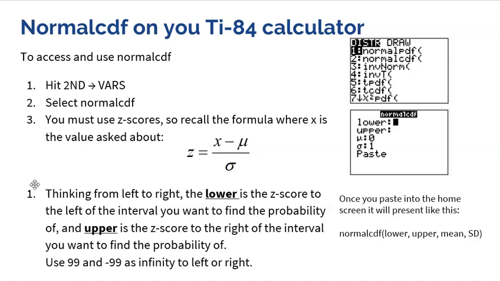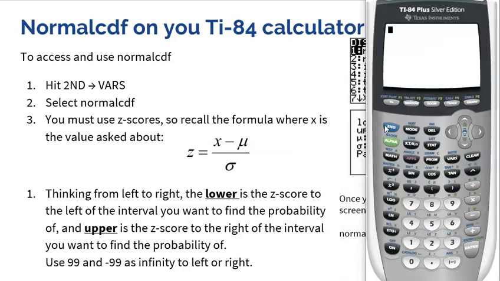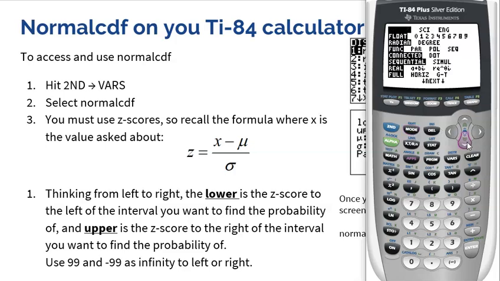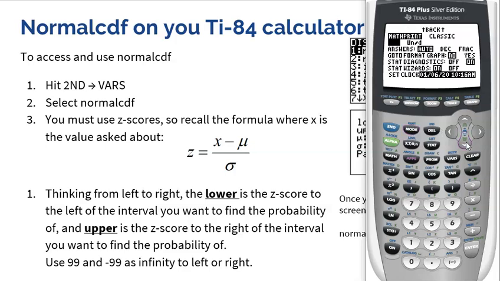First off, we need normal CDF to calculate probabilities with the normal model. To get normal CDF, you hit second and then vars. On my calculator, I'm going to hit the second button in the top left and then vars, which stands for variables. You'll see option 2 there is normal CDF. By the way, if your calculator screen does not look like mine right now, with lower, upper, mu, sigma, you need to go to mode and make sure Stat Wizards is turned on.